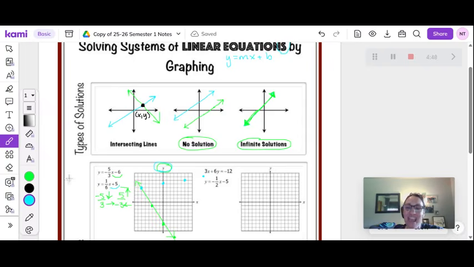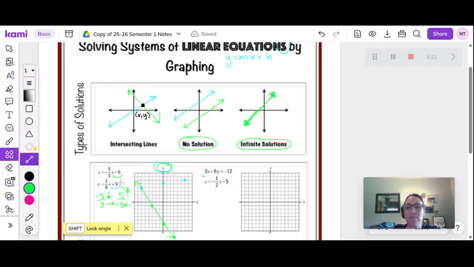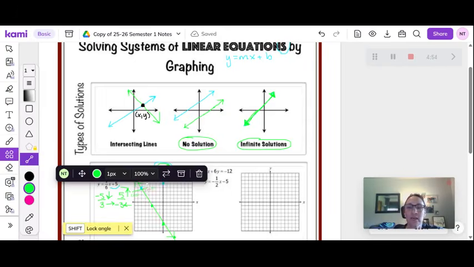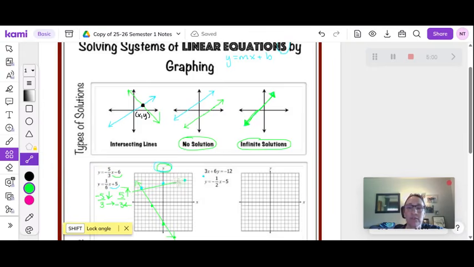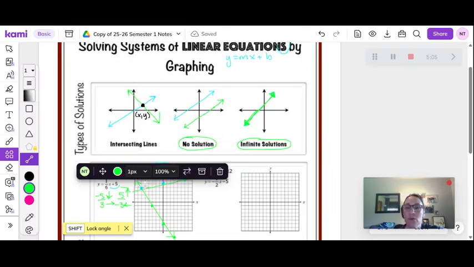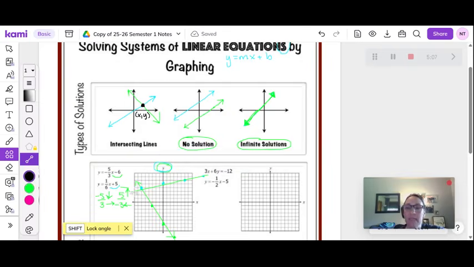Ding, ding, ding. There is my point where they cross or intersect. I don't want to delete it. Wonder if it'll let me keep drawing it. Oh, look, it did. Yay me. Okay, so this point is going to be my answer.